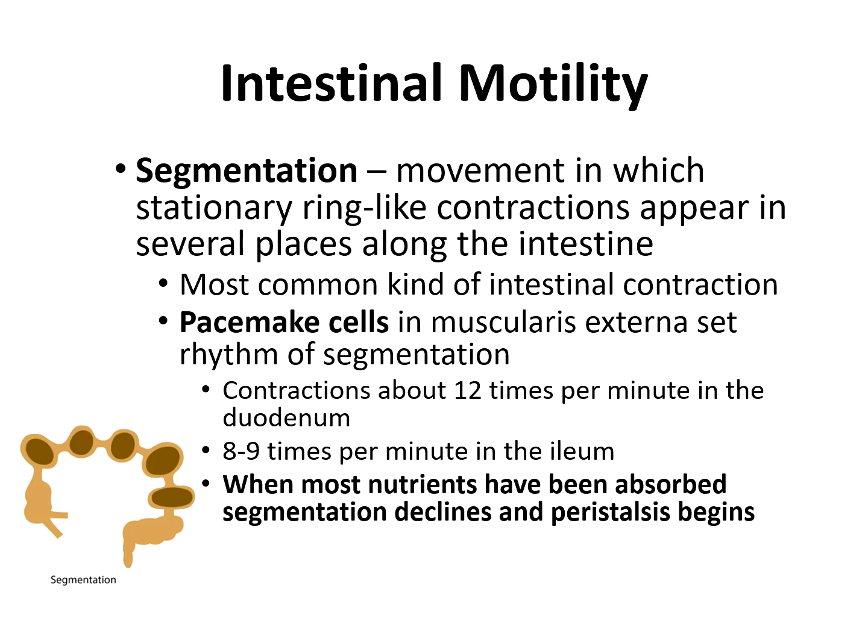So we're going to see these stationary ring-like contractions that appear in several places along the intestines. And this is the most common type of intestinal contraction. They occur about 12 times a minute in the duodenum, and then it slows down as we get to the ileum, about 8 to 9 times a minute. But what's controlling the pace of this contraction are pacemaker cells that are inside of the muscularis externa. And when most of the nutrients have been absorbed through that, segmentation is going to start to decline, and we're going to start to see peristalsis begin.